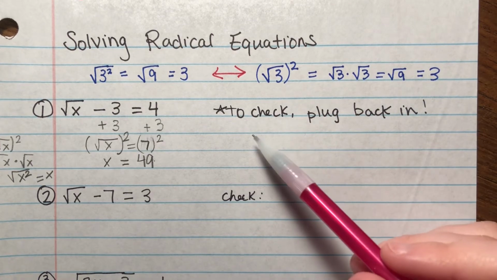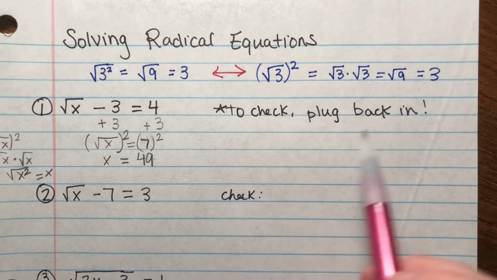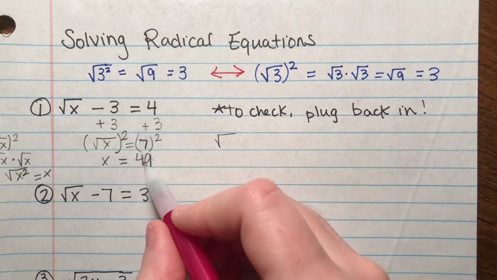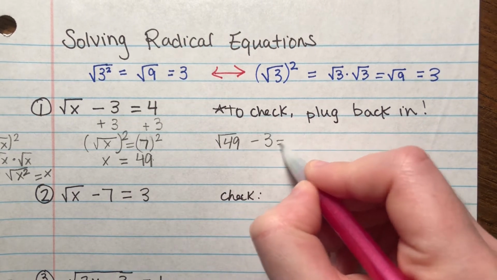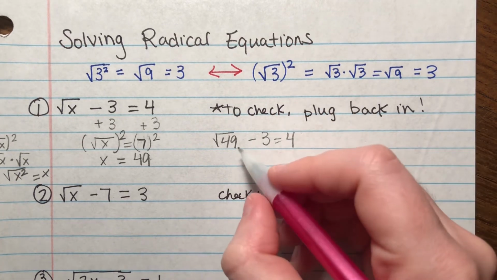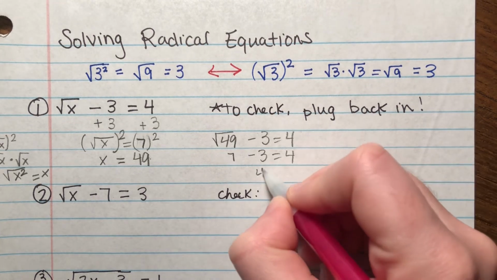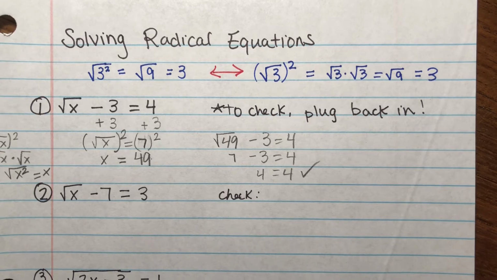Alright, so if we wanted to check this to see if we got the correct answer, all we would have to do is plug it back into the equation. So the square root of x, which is 49, square root of 49, minus 3 equals 4. Square root of 49 is 7. And does 4 equal 4? Yes, so that one will work.